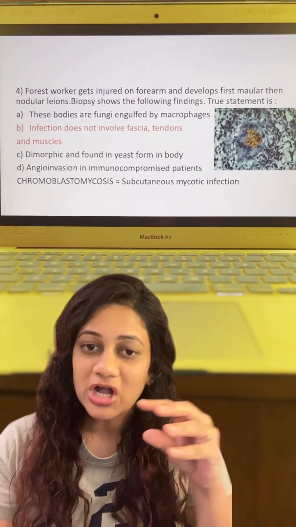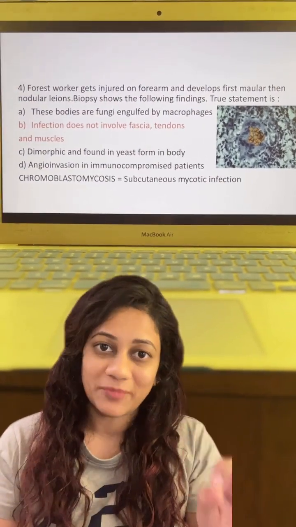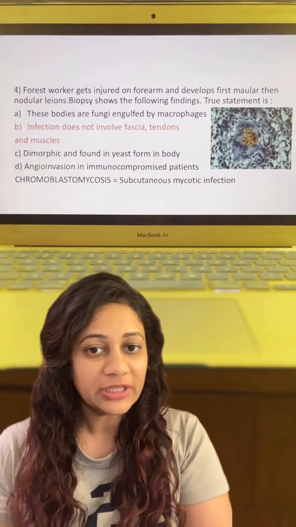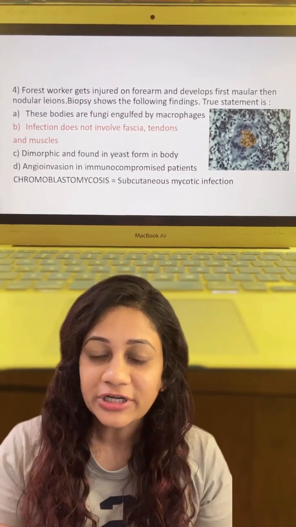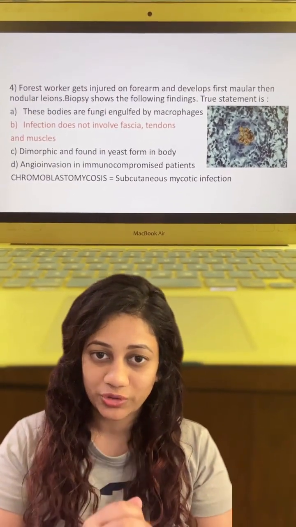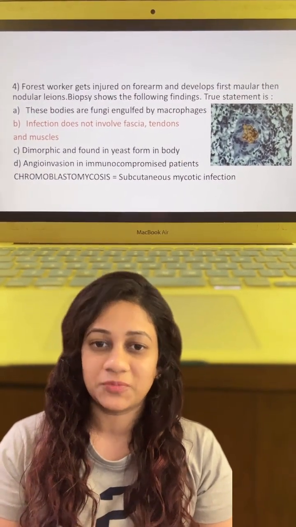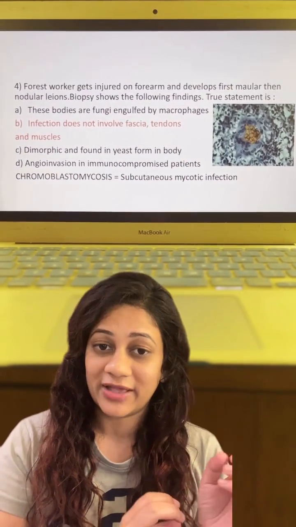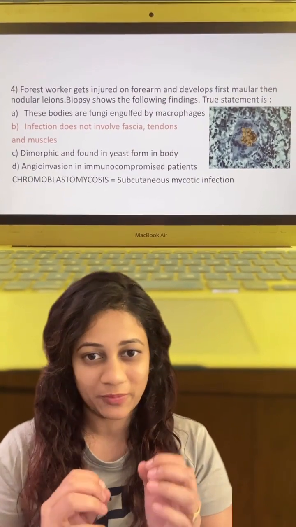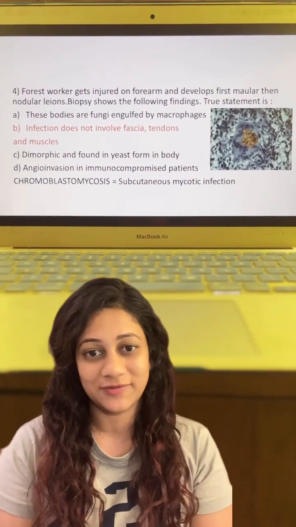These bodies are fungi and they are not something which is engulfed by the macrophages. Dimorphic fungi are different. There are 6 types and you should know them, so this is not one of them. And angioinvasion in immunocompromised patients is caused by Aspergillus and not chromoblastomycosis. So there's your correct answer.